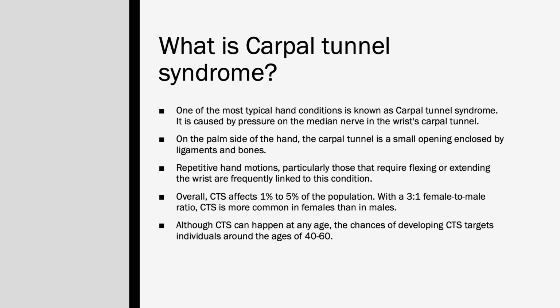CTS is one of the most typical hand conditions and is usually caused by pressure on the median nerve in the wrist carpal tunnel. The carpal tunnel is a small opening enclosed by ligaments and bones found on the palm side of the hand. Repetitive hand motions, particularly those requiring flexing or extending the wrist, are frequently linked to this condition. Overall, CTS affects 1 to 5% of the population with a 3 to 1 ratio.